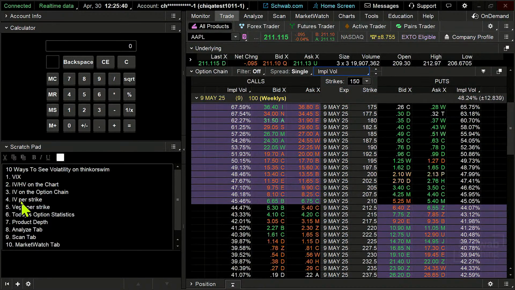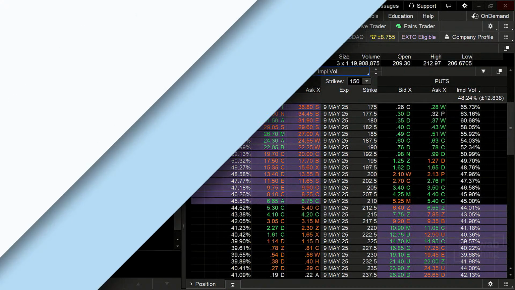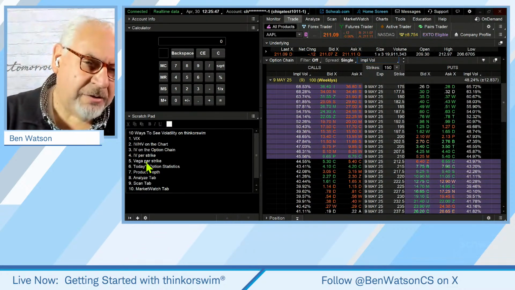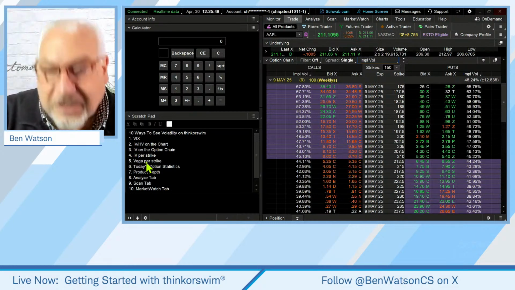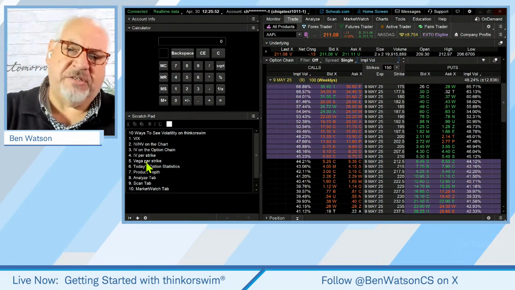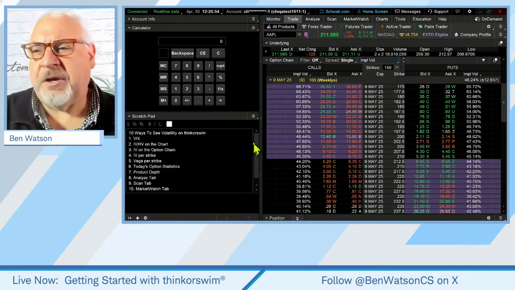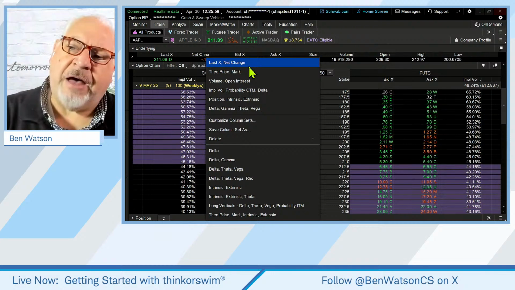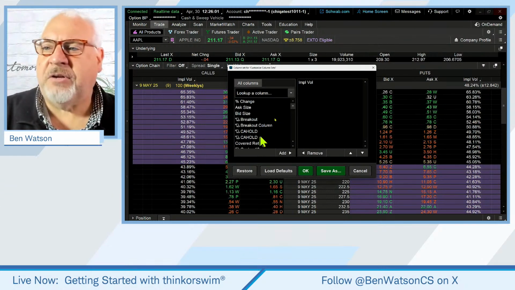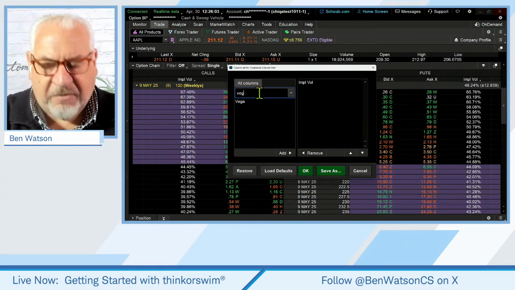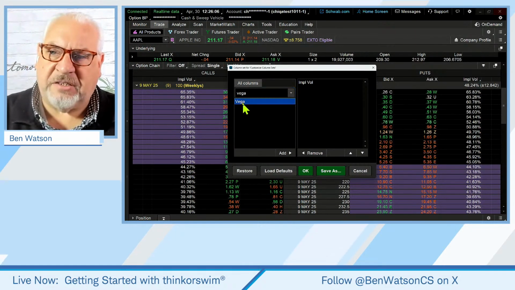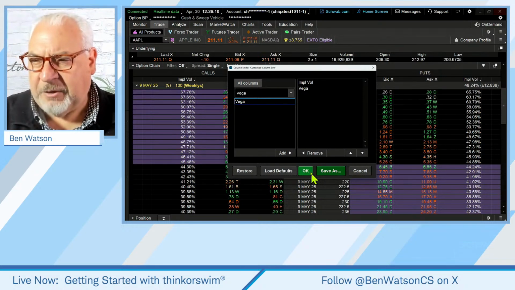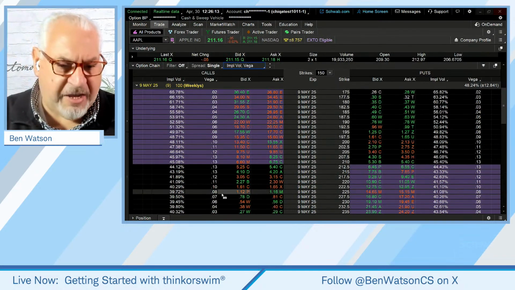Now, George mentioned Vega before. Vega is the sensitivity of our option premium to changes in implied volatility. So this is taking volatility one more step. So here's what we can do right here on the option chain. In my layout, and as I customize that layout, I could add Vega. Vega is the option Greek that tells us the sensitivity of the option premium to a change in implied volatility. And I'm going to click on OK. And now I've got a Vega column.